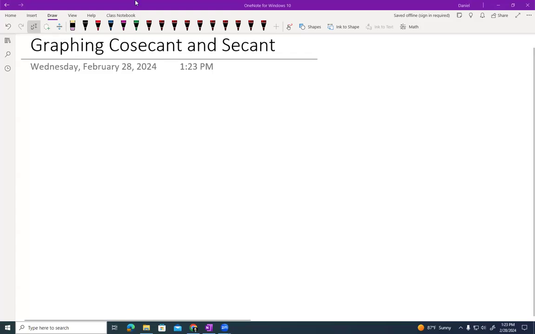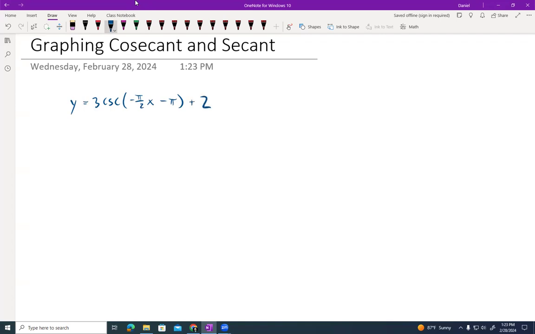Okay, so let's talk about graphing cosecant and secant. Suppose we wanted to graph y equals, how about 3 times cosecant of negative pi over 2 times x minus pi plus 2.